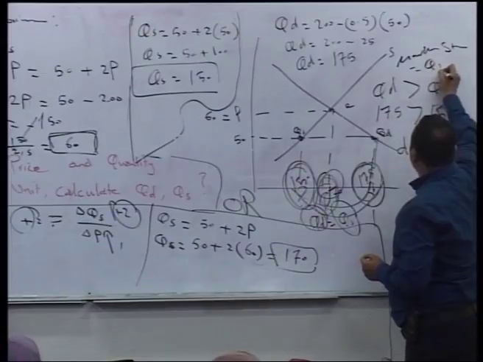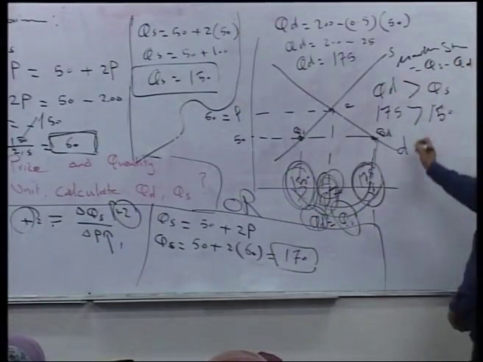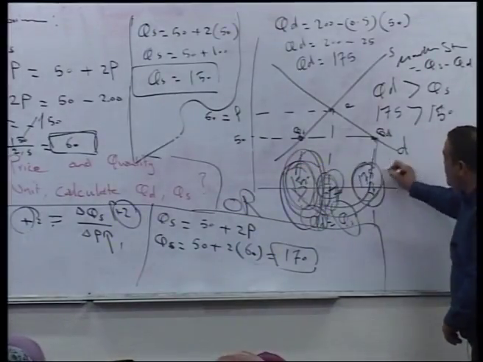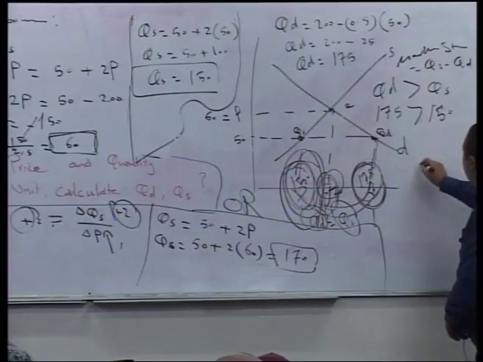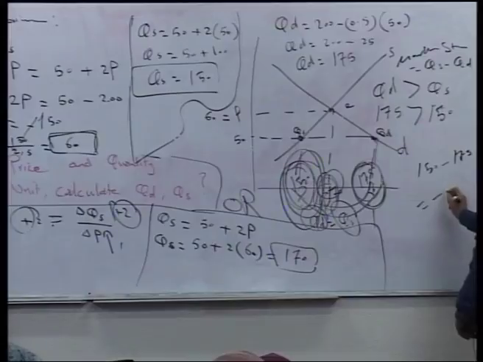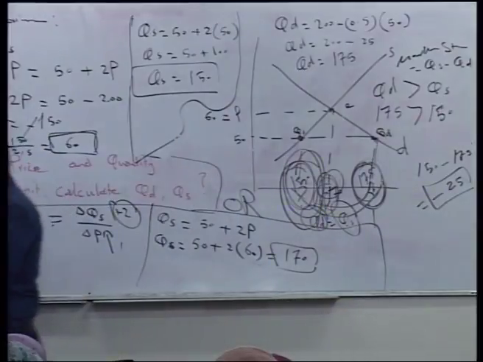is QS minus QD. QS we have 150, minus QD which is 175, equals minus 25. This is what? Shortage supply or excess demand. That's it.